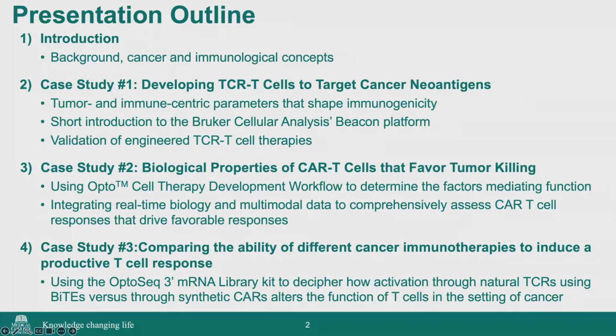So there's three main case studies that I'll be covering today. The first being on some of the developments we've worked on in the TCR T-cell space. The next case study will be focusing on determining the biological properties of CAR T-cells that favor tumor cell killing. And then briefly in the last case study, I'm actually going to present some more recent data where we're able to compare the different cancer immunotherapies like bispecific antibodies and CAR T-cells, and then look at the transcriptional profile of these cells in order to gain more insight into the different mechanisms of action of these different therapeutics.